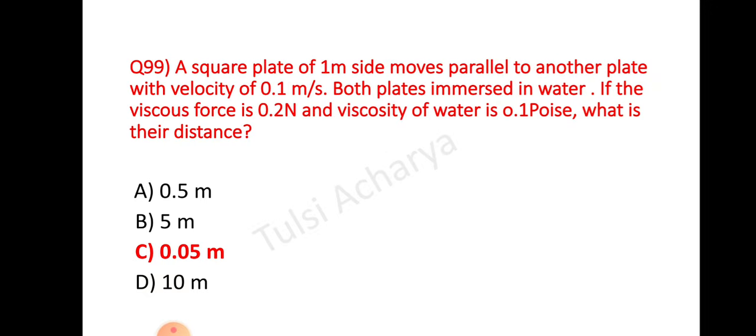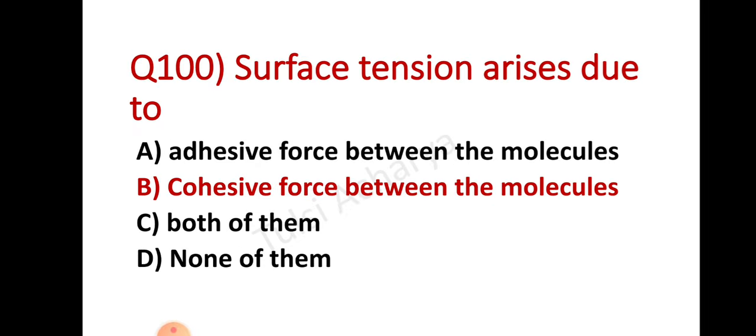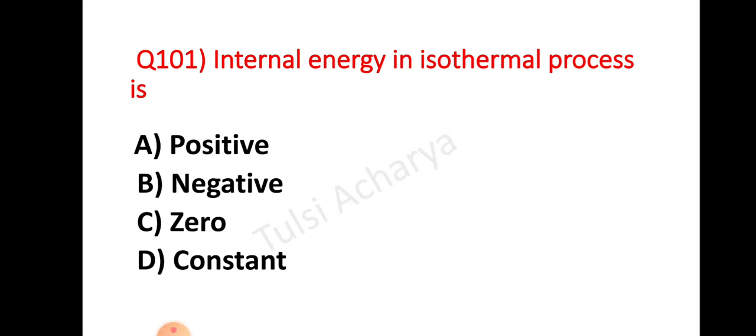Now let's move to question number 100. Surface tension arises due to cohesive force between the molecules, that is option choice B. Because of cohesive force, molecules come towards each other. Cohesive force means attraction, or the attractive force between two molecules of the same type. If they come together, then surface area becomes less.